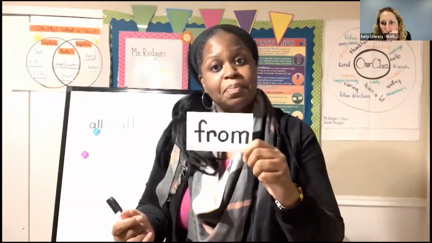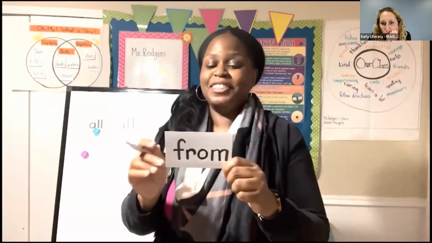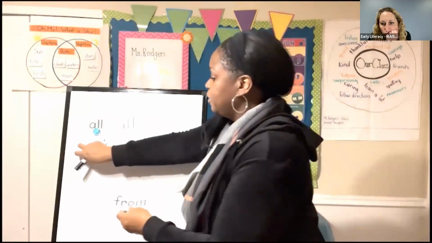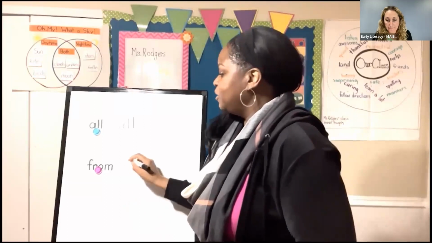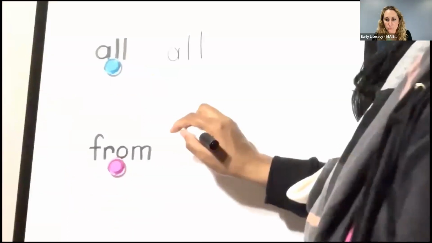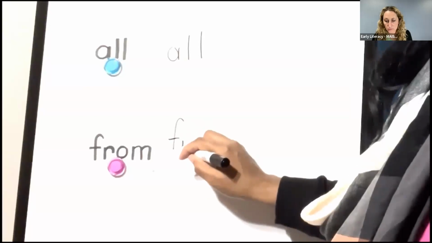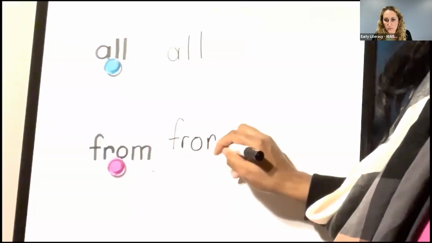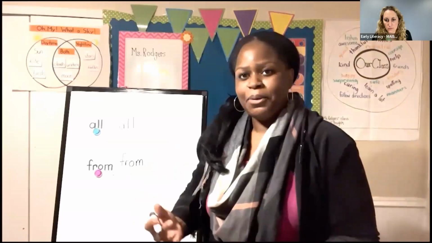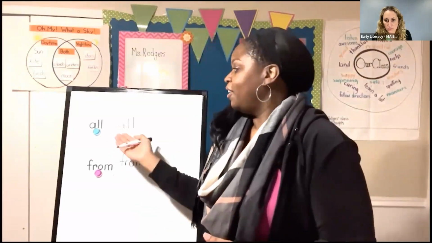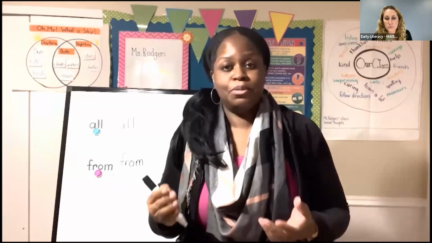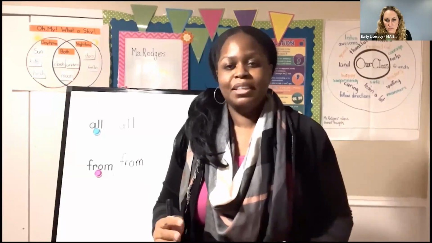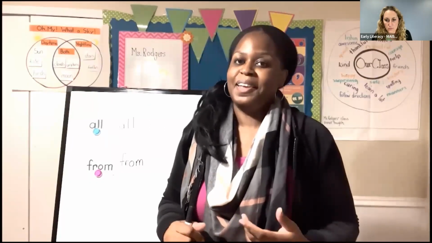Let me hear you say from. Good job. So now we're going to try to write this word. Also, remember, you can write up in the sky with your finger or on paper or anything you have at home. So let's write the word from. From. So our two words today that we learned are all and from. Now, practice writing those words because once we practice, we can easily identify the words when we read and write them.